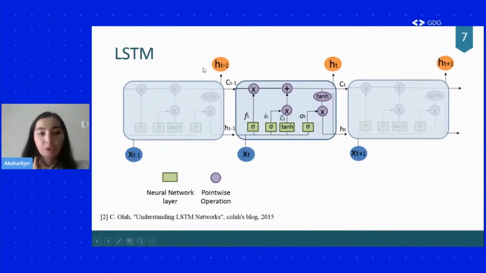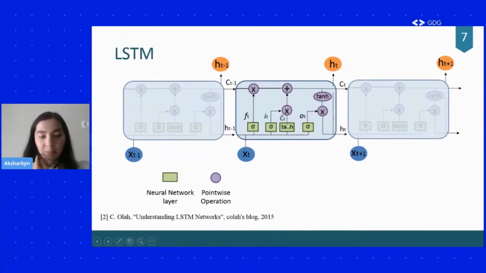It's just a chain of blocks. Each block has its own input, hidden state, cell state, and 3 gates: forget, input, and output gates. For example, at time step t, we have input x. Then we decide which part of the cell state we should forget, and which part of the new input we should pass to the cell state, like adding to memory.